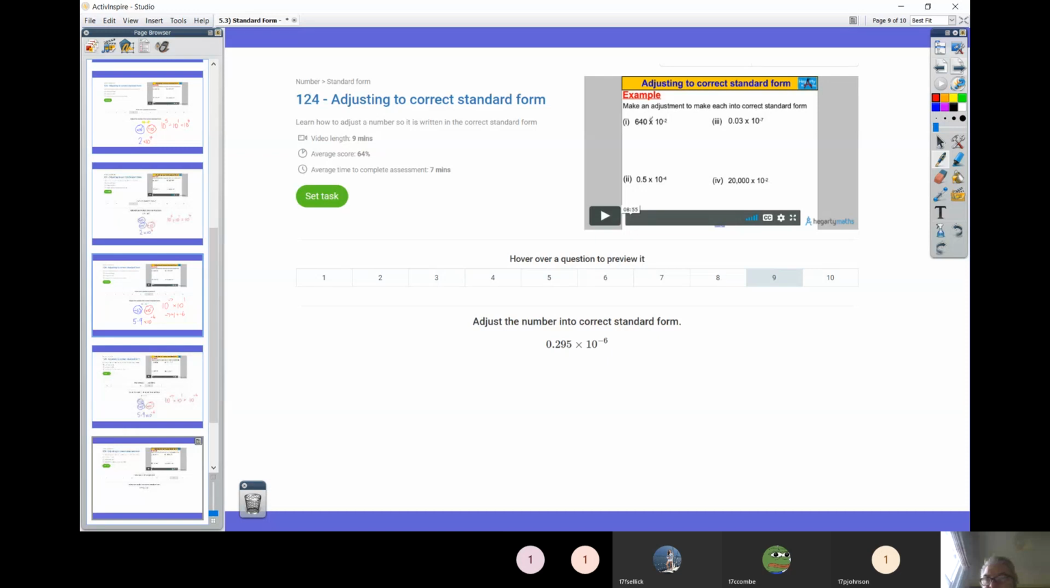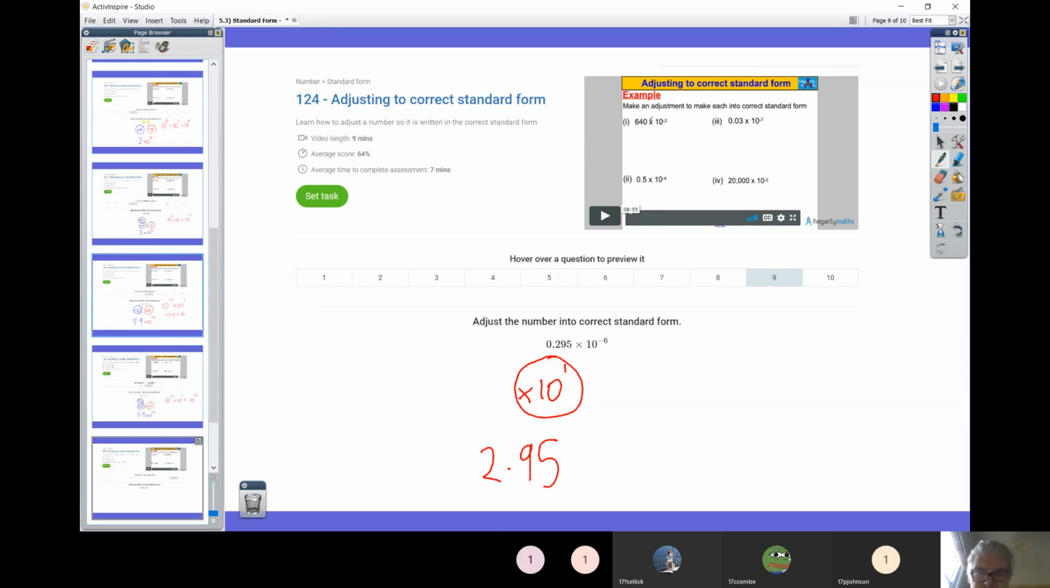Right, and last one to finish. Okay, so 0.295 is not between 1 and 10. What would be? Well, that would be 2.95. Notice we still keep the same number of digits. How did I do that? I multiplied by 10. I moved all the numbers along one. The 2 moved along one column. So I've multiplied by 10 to the power of 1.